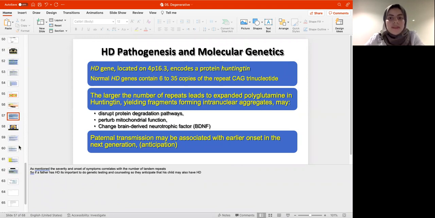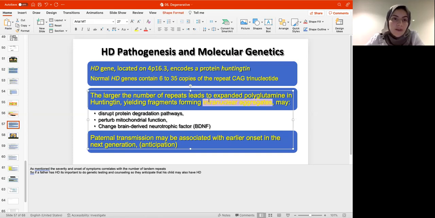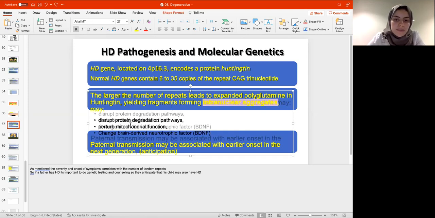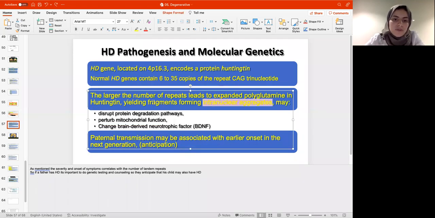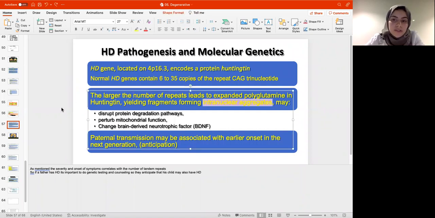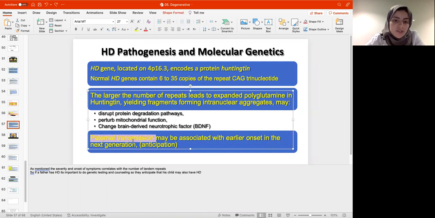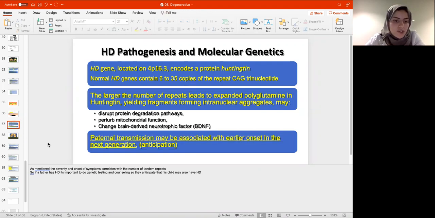But we're almost done. Okay, so Huntington disease pathogenesis, this is what I explained. Again, we have an abnormal accumulation of repeats, the polyglutamine in Huntington, yielding fragments forming internuclear aggregates. So you do have, again, a protein or something aggregating, but here it's internuclear, okay? Again, you have aggregations where? In the nucleus, okay? Paternal transmission may be associated with earlier onset in the next generation. Again, usually when you get it from your father, it has an earlier onset in the next generation.